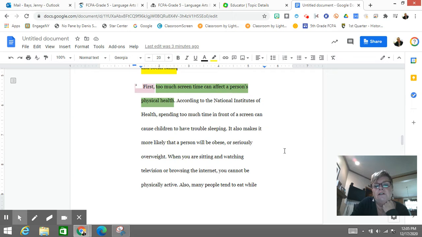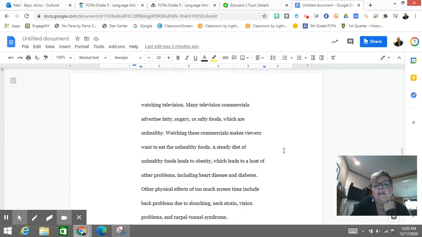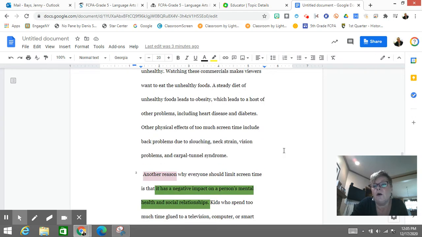When you're sitting and watching television or browsing the internet, you cannot be physically active. Also, most people tend to eat while watching television. Many television commercials advertise fatty, sugary, or salty foods, which are unhealthy. Watching these commercials makes viewers want to eat the unhealthy food. A steady diet of unhealthy food leads to obesity, which leads to a host of other problems, including heart disease and diabetes. Other physical effects of too much screen time include back problems due to slouching, neck strain, vision problems, and carpal tunnel syndrome. So, everything in that whole paragraph talked about health problems.